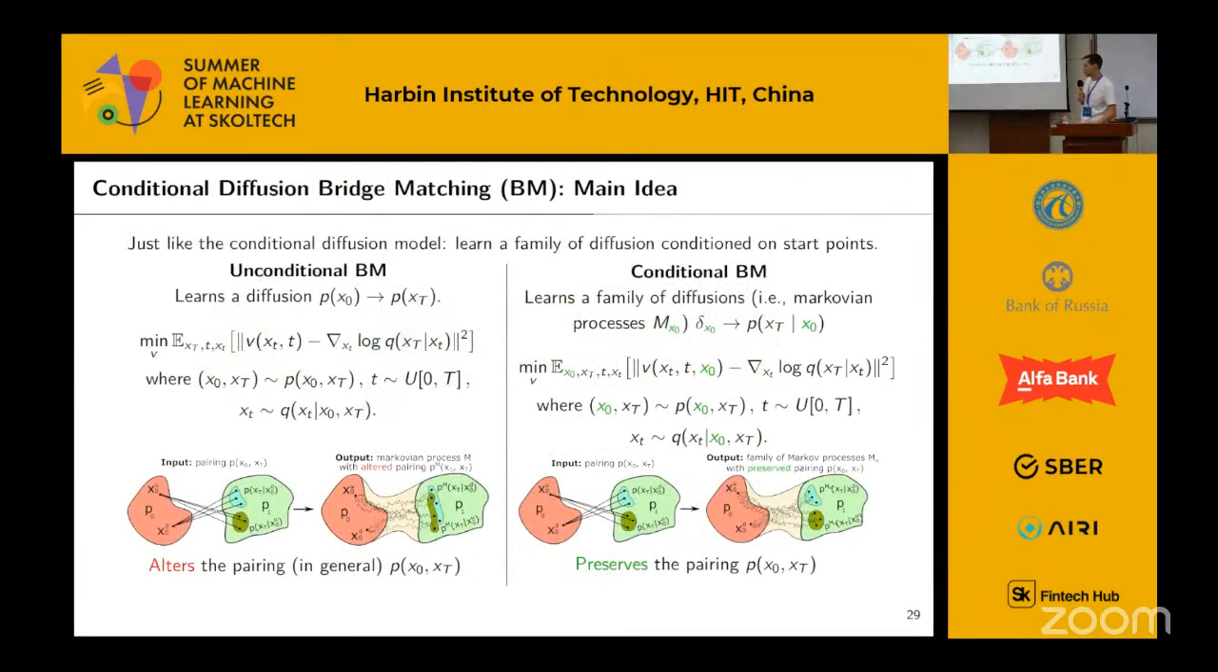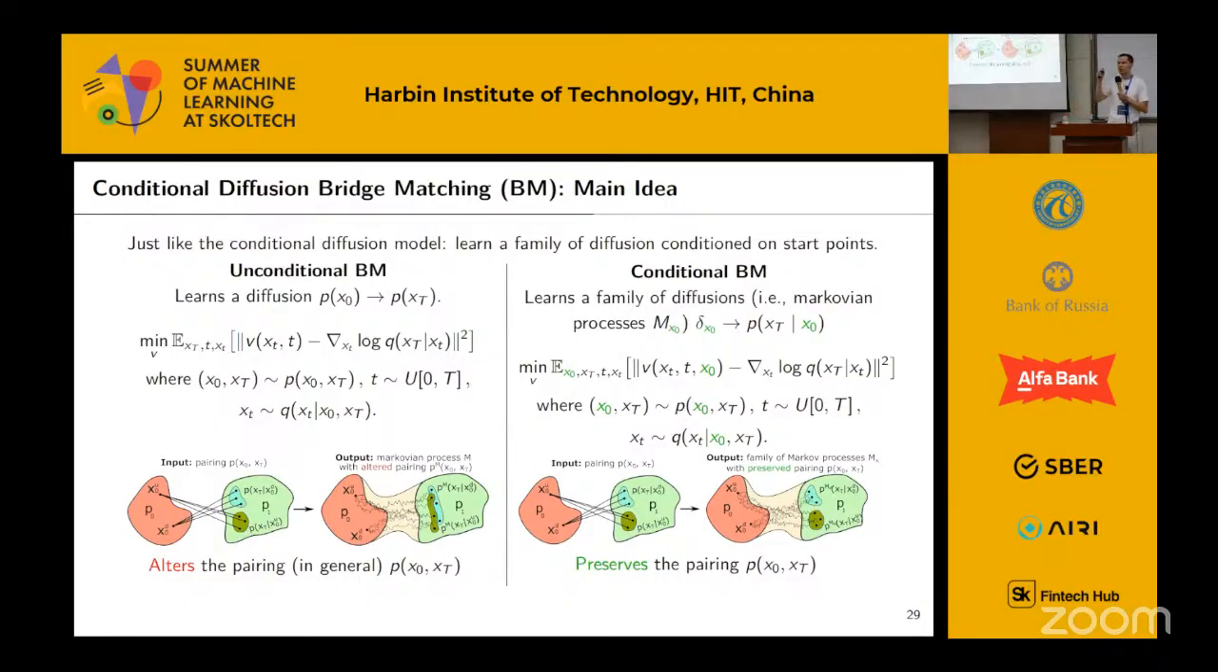So, what is conditional bridge matching? Let's first recall what unconditional bridge matching is. Let's talk about this projection in forward time just for simplicity, because you can also do it in backward time. If you have unconditional bridge matching, what does it learn? It learns the diffusion between two distributions. It takes as input some coupling and learns a new diffusion, which may alter this coupling, by the way. So if your initial coupling was of this kind, when you do bridge matching, you may obtain something different.